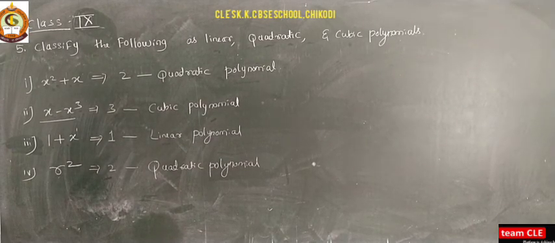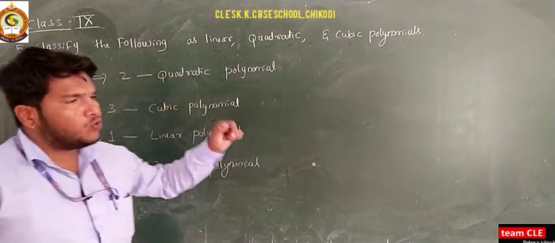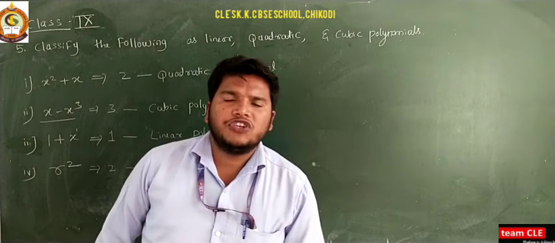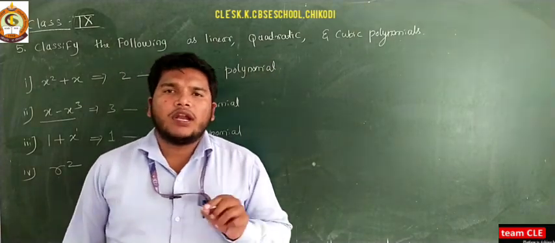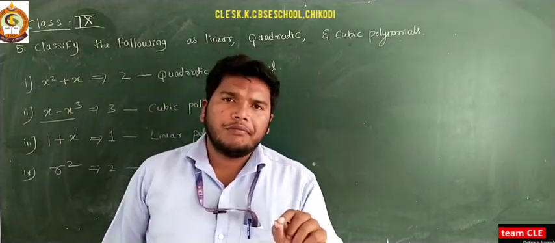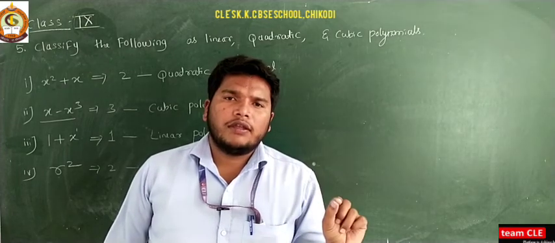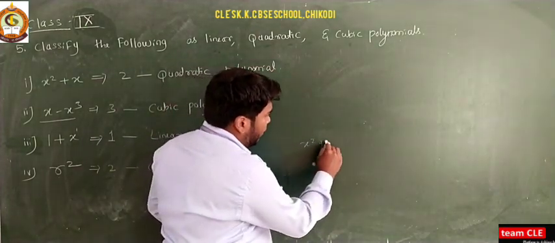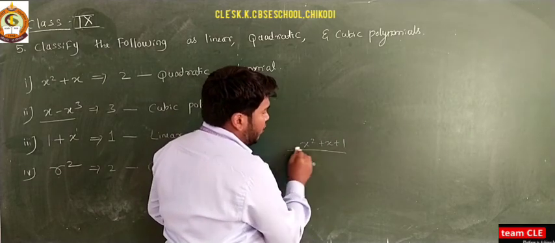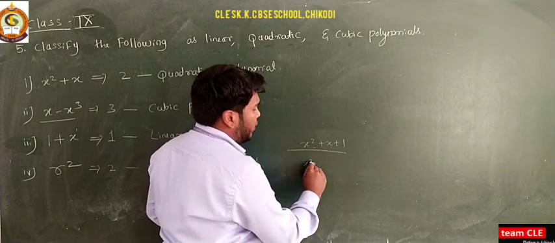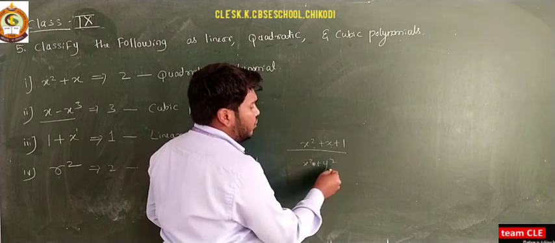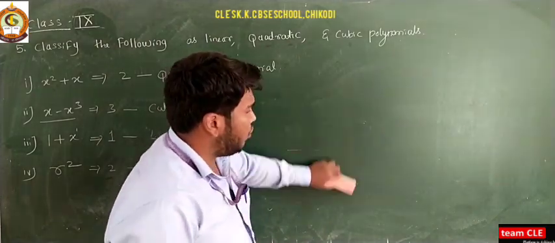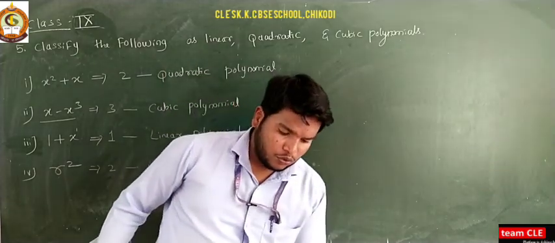This plays a very important role in exercise number 2.1. Before this you have learned the definition of polynomial, and you have studied polynomials in one variable, where the variable should be the same, that is x square plus x plus 1. So the variable should be the same. If it is x square plus y square, it is a polynomial in two variables. You already learned these two concepts: polynomials in one variable and polynomials in two variables.